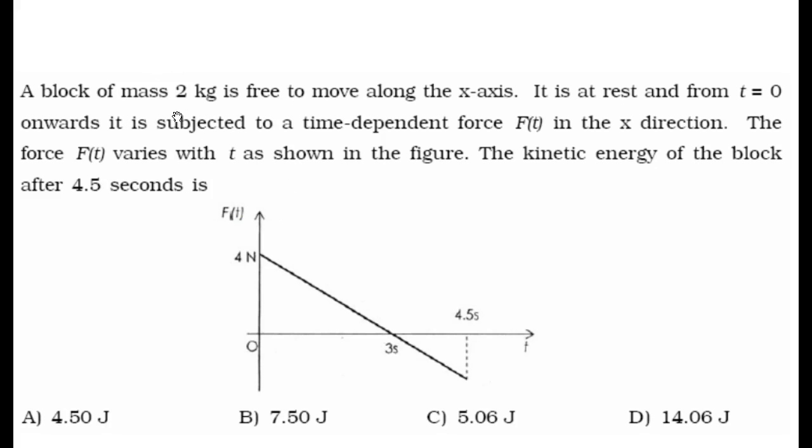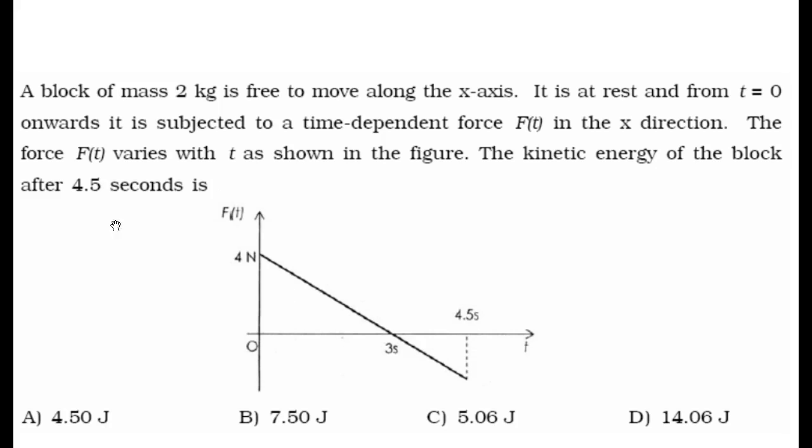This is a very interesting one. It is written, a block of mass 2 kg is free to move along the x-axis. It is at rest, and from time t equal to 0 onwards, it is subjected to a time dependent force. This is the graph of the time dependent force given; the force f of t varies with t as shown in the figure. We want to find the kinetic energy of the block after 4.5 seconds. This means the velocity of the block at 4.5 seconds, and the square of it will give the kinetic energy, because the velocity at point O is 0.